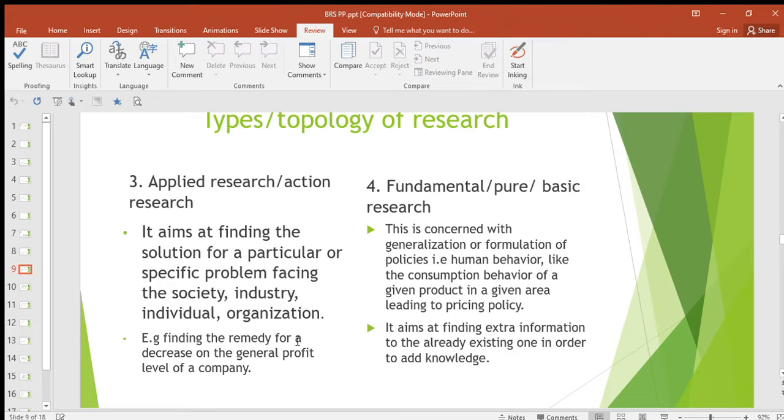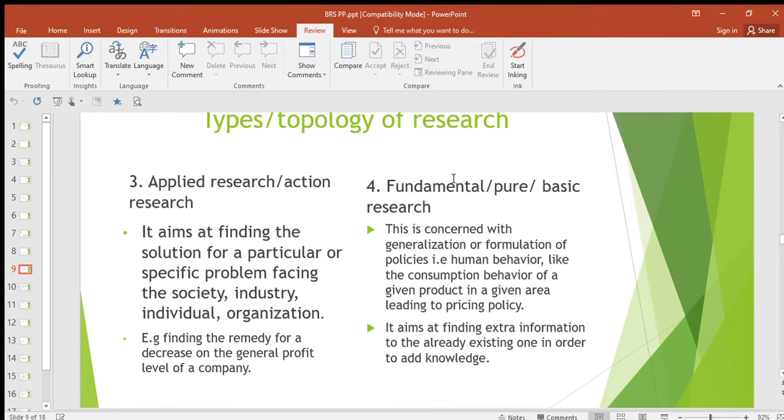An example is finding a remedy for a decrease in the general profit level of a company. You may find out that the general profits of the company have reduced, so you will have to find a solution to that particular problem, and that's what we call applied or action research.